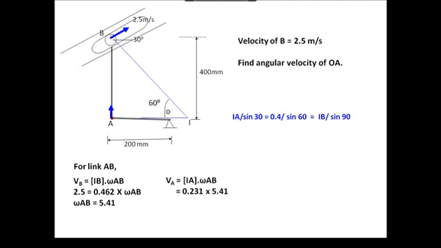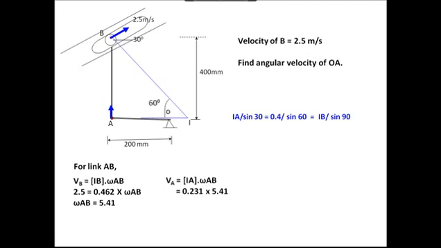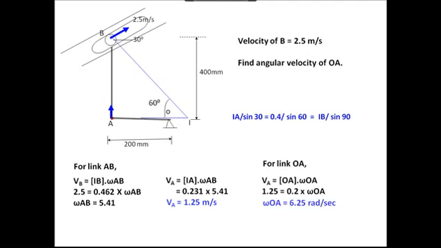Then we write for link AB only, VA is distance IA into omega AB. Omega AB has been worked out, IA can be seen from the sine rule, and therefore you get VA as 1.25. And knowing VA, we go to link OA, in which we can write VA is equal to distance OA into omega OA, because now the instantaneous center is at O. VA is known, OA is given 0.2, so you can find angular velocity omega OA as 6.25 radians per second.